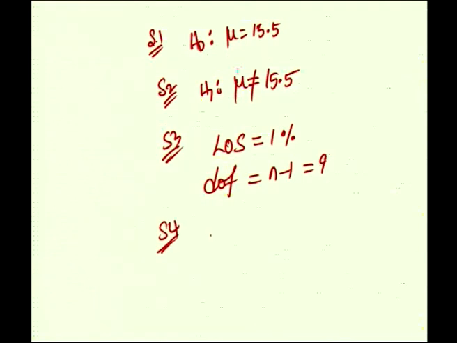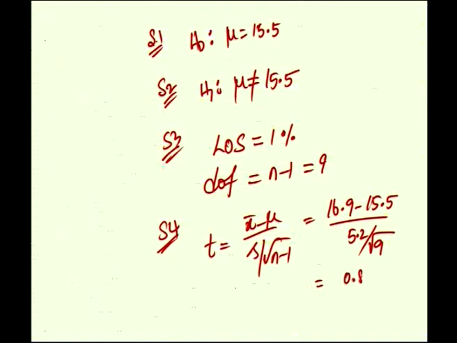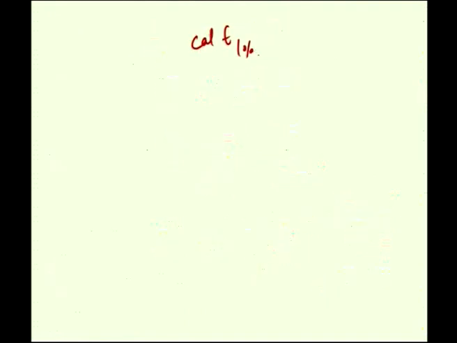Step 4 is the calculation part. T is equal to x bar minus mu divided by S divided by root of n minus 1. X bar is given in the question as 16.9 and mu is 15.5, divided by S is 5.2 divided by root 9, and this value comes to be equal to 0.8076. So calculated T at 1%, 9 degrees of freedom is equal to 0.8076.